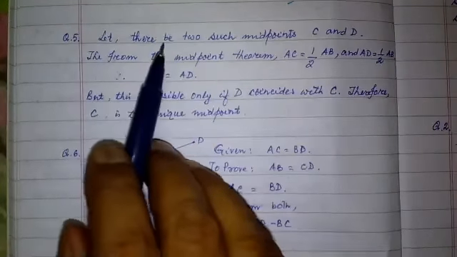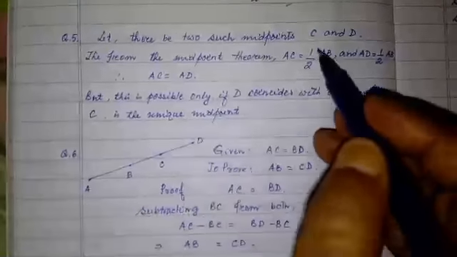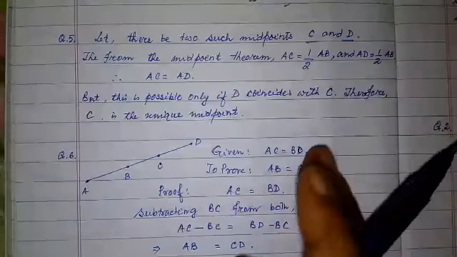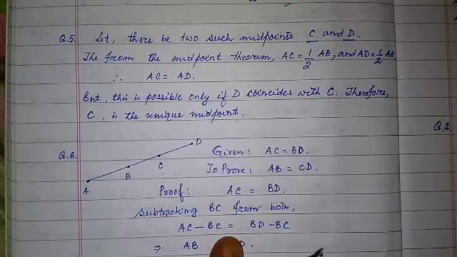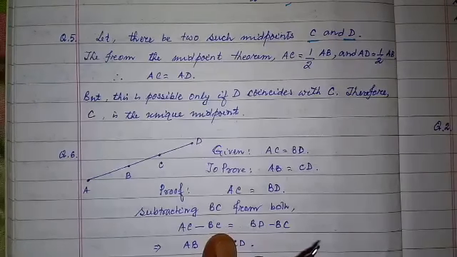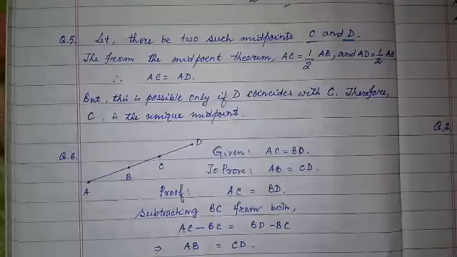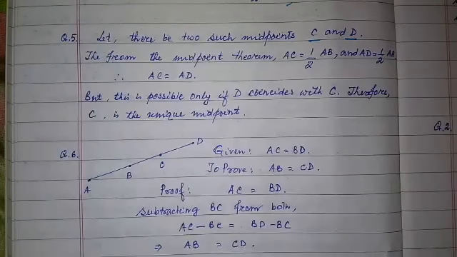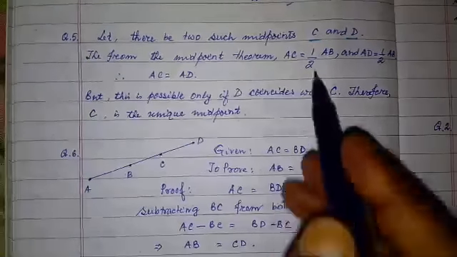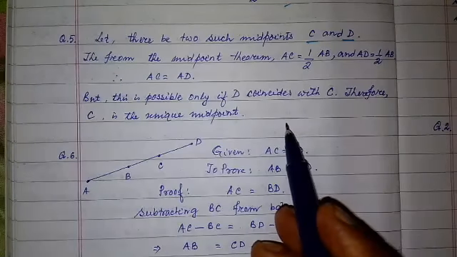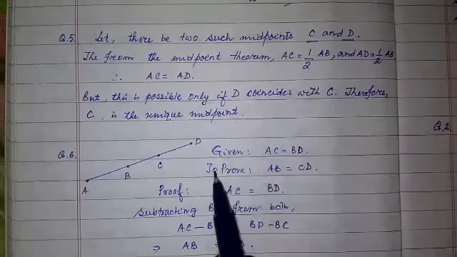Let there be 2 such midpoints, C and D. This is called the contradictory proof. We assume that for a straight line, 2 midpoints are possible, that is C and D. Now from the midpoint theorem, we have already proved if C is the midpoint, then AC is equal to AB by 2. What we have assumed? C is the midpoint of AB. Therefore AC is equal to AB by 2.